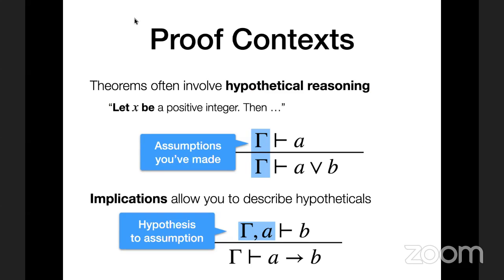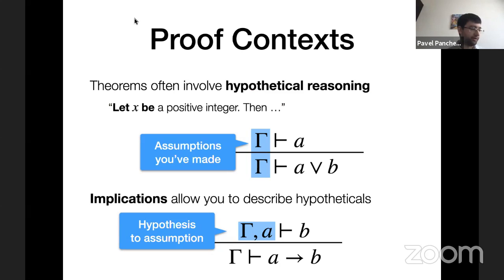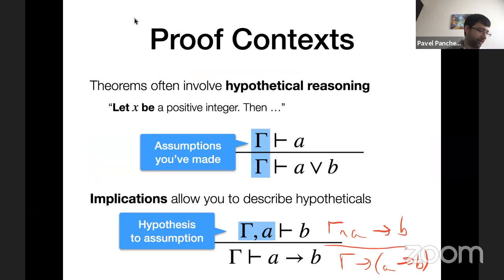So the turnstile basically means that given that the thing before the turnstile is true, then the thing after the turnstile is true? Yes. Okay. And so if you really wanted to, you could read this top thing here as something like, gamma and A implies B, that's above the line. And below the line, you've got gamma implies A implies B. So if you want to think of that as just an implication, you can.